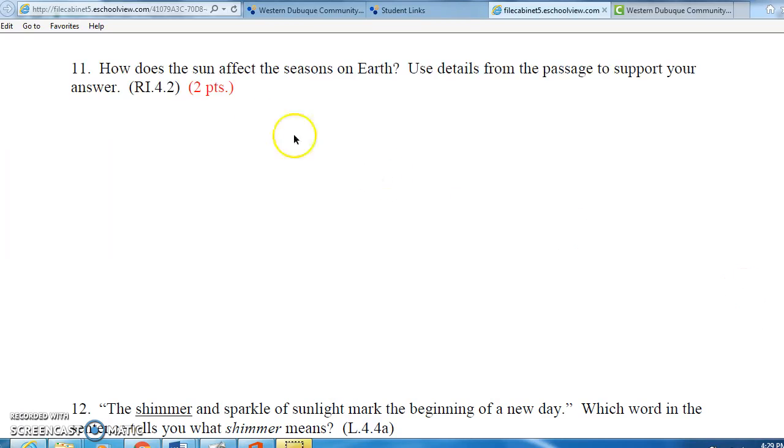Number 11 is a short answer. Make sure you're using RACE to complete your written response. How does the sun affect the seasons on Earth? Use details from the passage to support your answer. Pause the video so you can write.